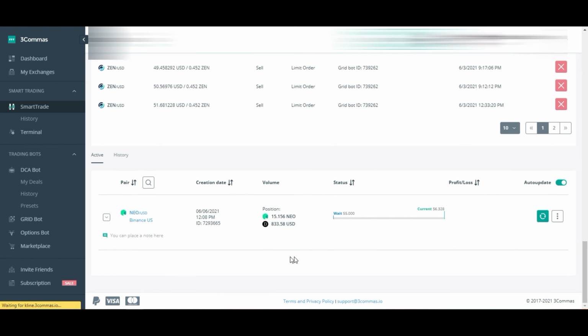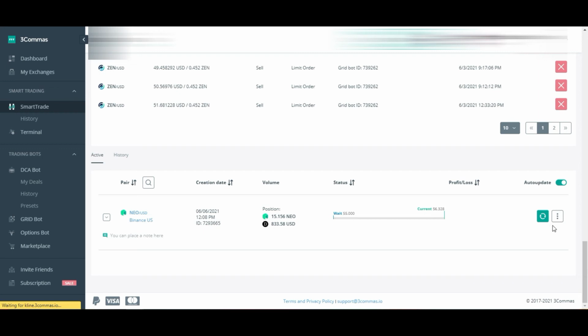So this is my order, and it's on a wait right now because the price is $56.32, and that is more than what I want to buy it at. So it's going to wait until the market drops. The order is placed in Binance, but it's just waiting for the market to drop.